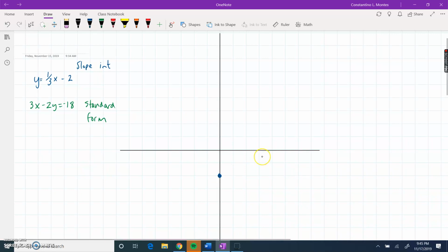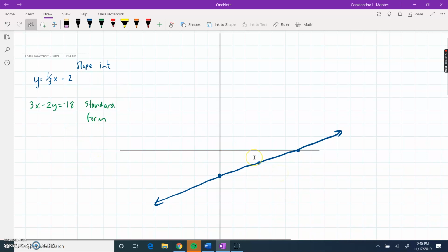Let me get rid of that because I don't really want that there, but I went up 1, over 1, 2, 3. And you could do that again if you wanted to. You could go up 1, over 1, 2, 3, and locate another point. It doesn't really matter. After you have 2 points, you can just draw the line straight through those points, and you're good to go. And this is the equation y equals 1/3 x minus 2.